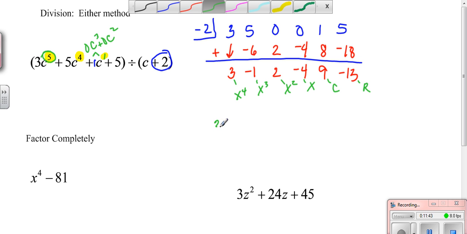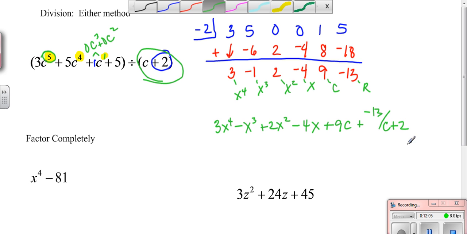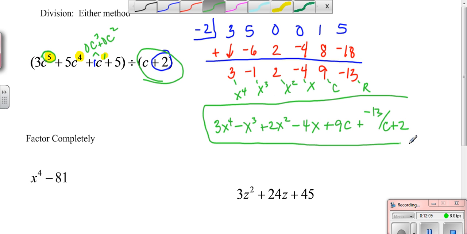So my answer becomes 3x to the 4th minus x cubed plus 2x squared minus 4x plus 9c plus negative 13 over c plus 2. And remember, you go ahead and make a fraction with this as the denominator, just like you would in old-fashioned division, and that is your answer.